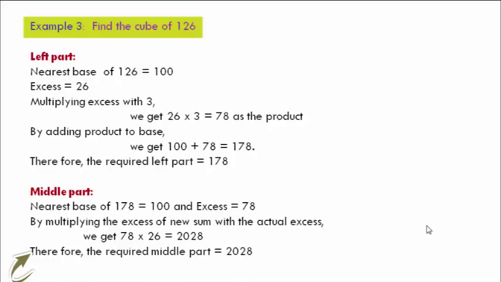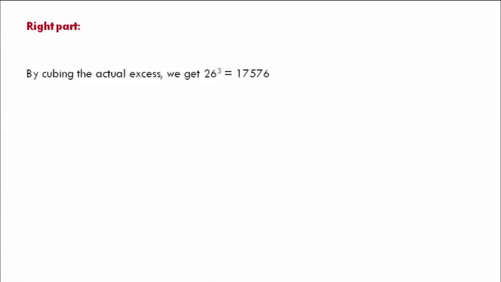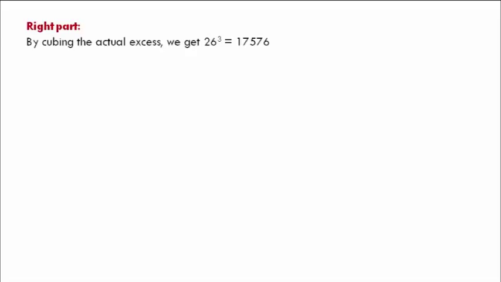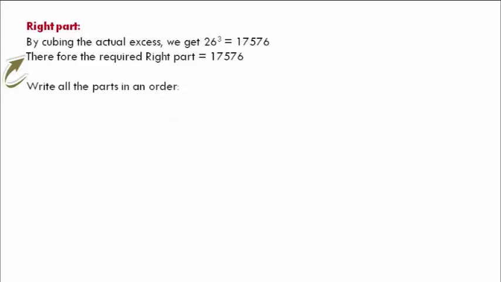Now after completing the process of middle part, let us move to the process of right part. In the right part, we have to cube the actual excess. The actual excess is 26, and by cubing 26 we get the answer 17,576. And this 17,576 is regarded as the right part answer. After getting all the parts, that is the left part, the middle part and the right part, we have to write all these parts in an order.